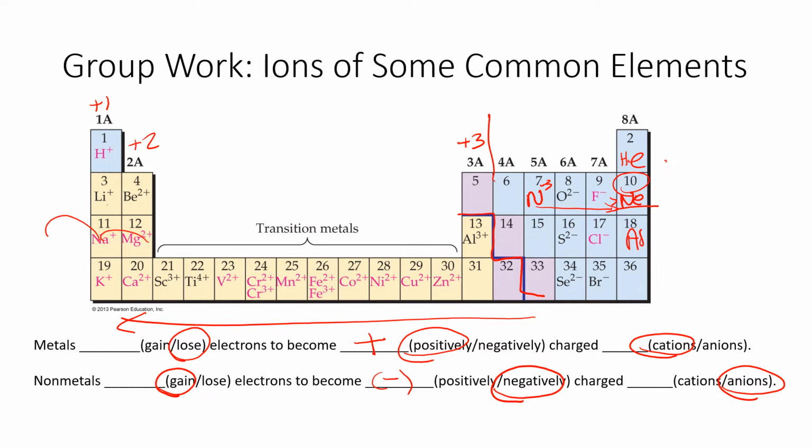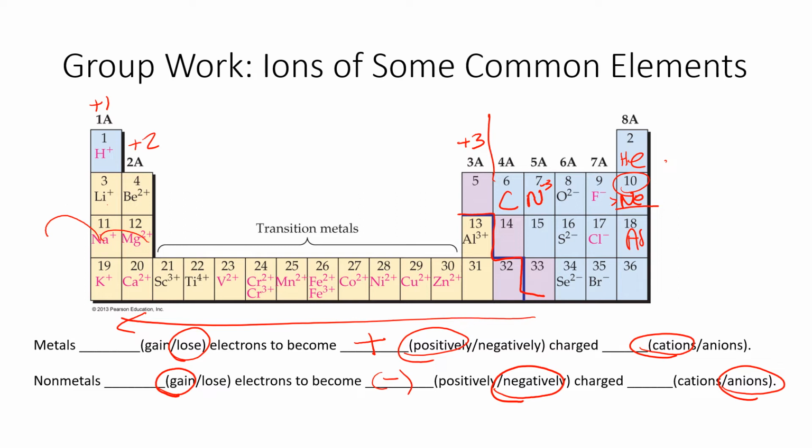Now, carbon here sits right in the middle. So it won't form very many ionic bonds because it can go either way. It's 4 away from neon and 4 away from helium. So it's sitting right in the middle. It probably won't form ions.